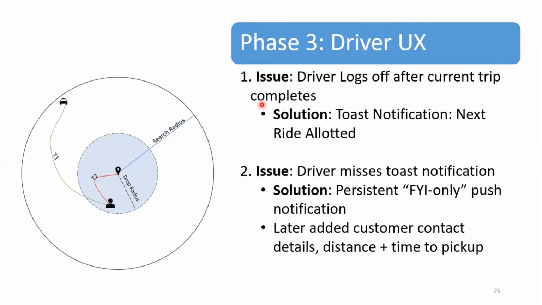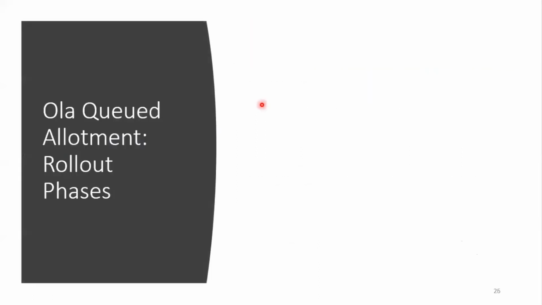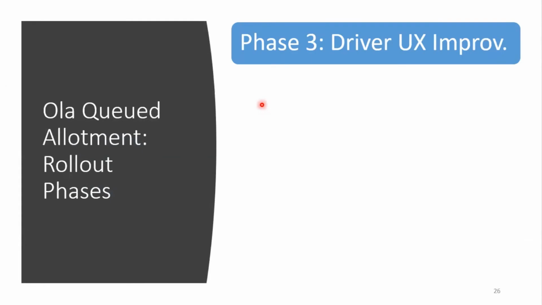Later, as these capabilities of notifications became richer, we added details of the customer contact and the distance and time to pick up and so on to help the driver navigate. Now, how do you improve the UX for the driver?